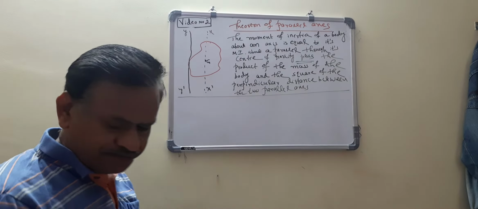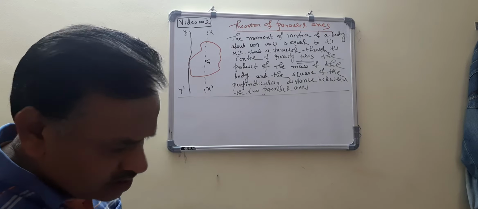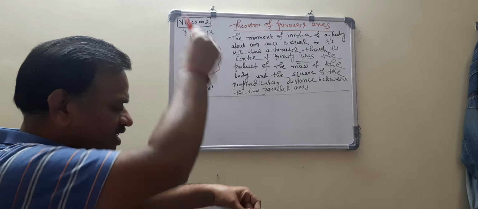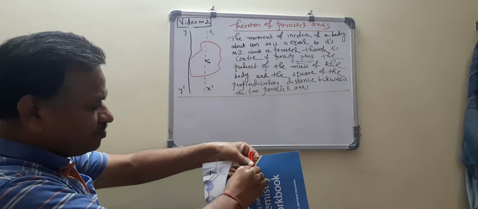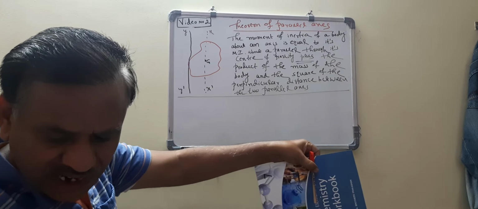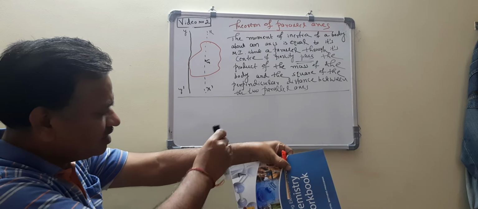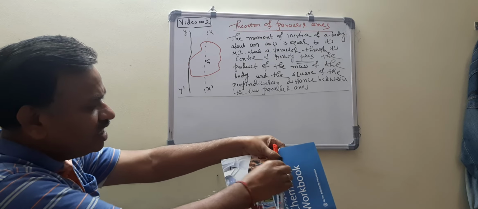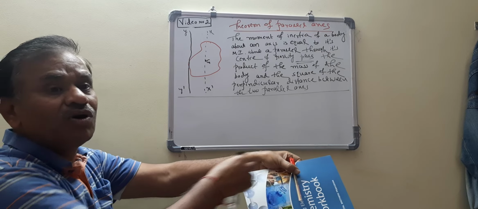For example, this is the center of gravity. It is passing through this, like this. And another one, the axis I am considering here. These two axes, how are they? Mutually perpendicular.